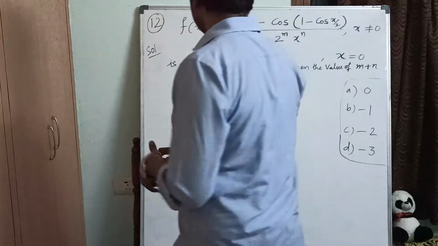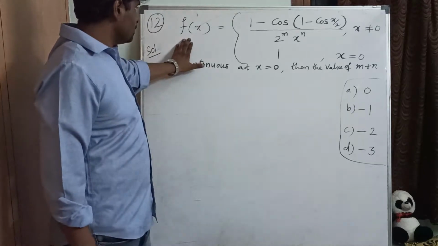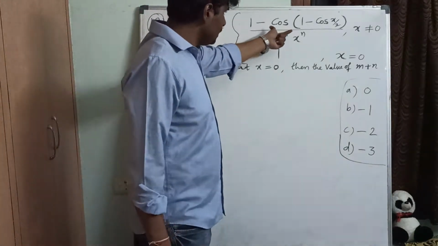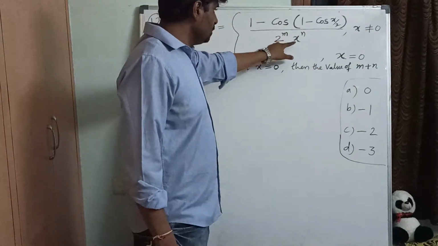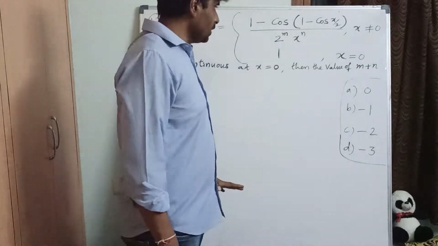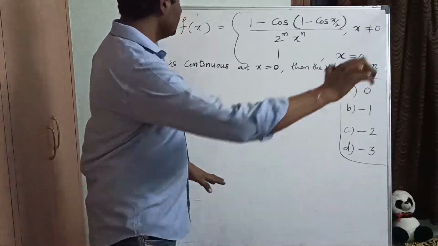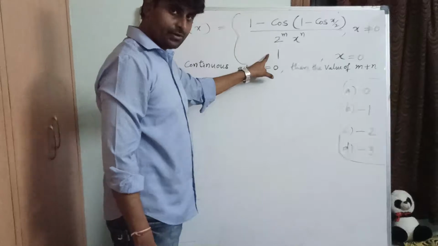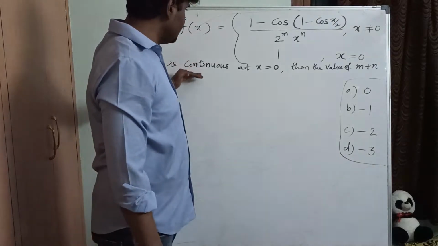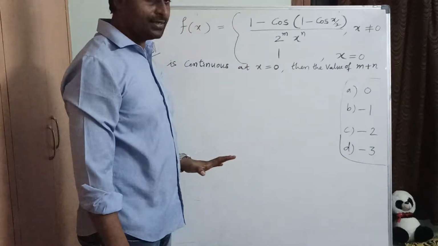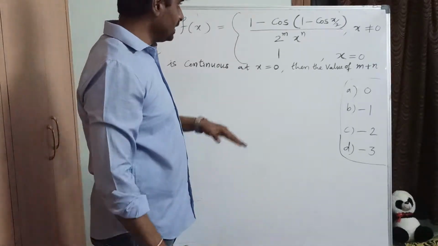Now, let us go for question number 12. F of x equals 1 minus cos of 1 minus cos x by 2, by 2 power m into x power n, for x not equal to 0. For x equal to 0, the value was given as 1. Okay. So functional value is 1. F of 0 is 1. Limiting value is this. So it was already given as continuous at x equal to 0. Now we are going to find the value of m plus n. So the sum of those two constants whichever are given in that function.